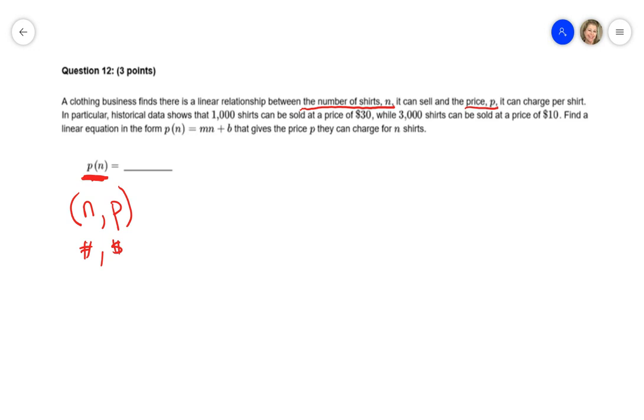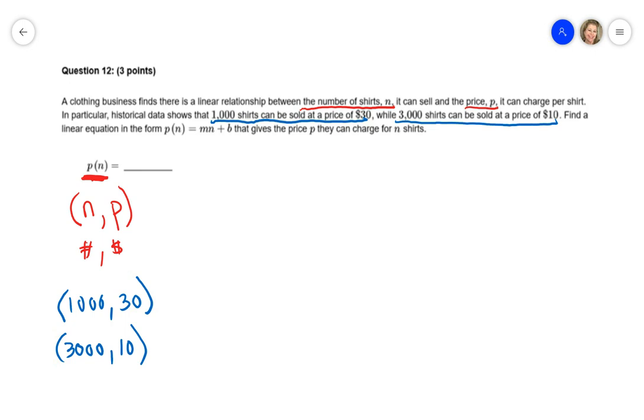So they give me actually two ordered pairs. It says, in particular, historical data shows that 1,000 shirts can be sold at $30. But then it also says 3,000 shirts can be sold at a price of $10. So that's another ordered pair. Now, find a linear equation in the form P of N equals MN plus B that gives the price P they can charge for N shirts.